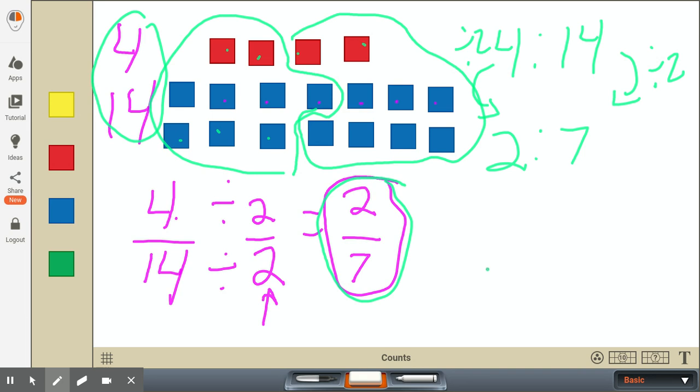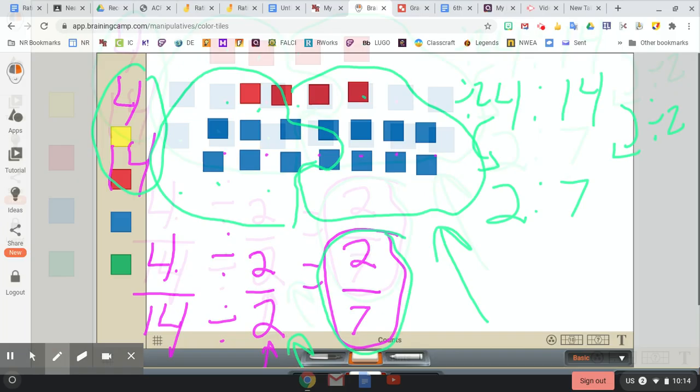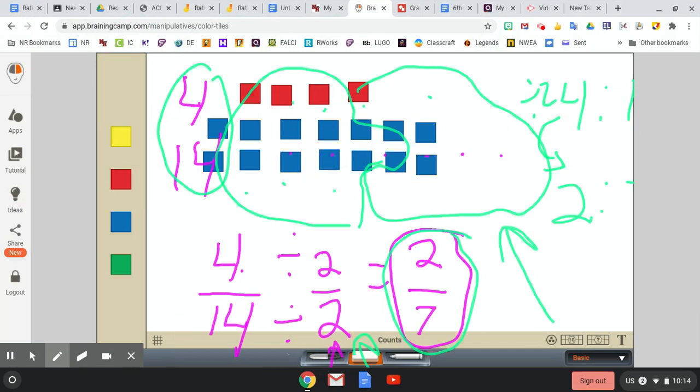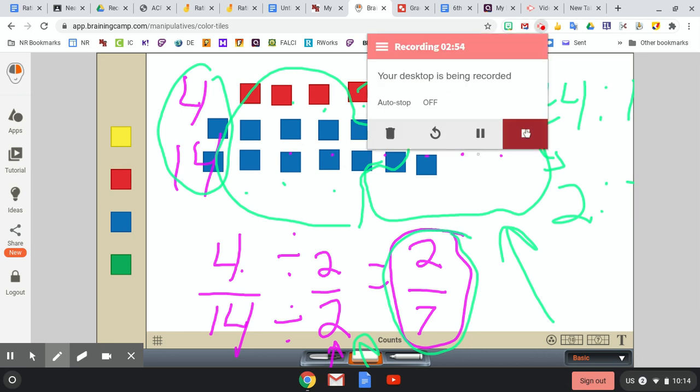So there is how we come up with reducing using the abstract with our math factors, and the other way looking at the concrete with the blocks. All right. Well, hopefully that helped you. Oh, hey, it worked with the marker.